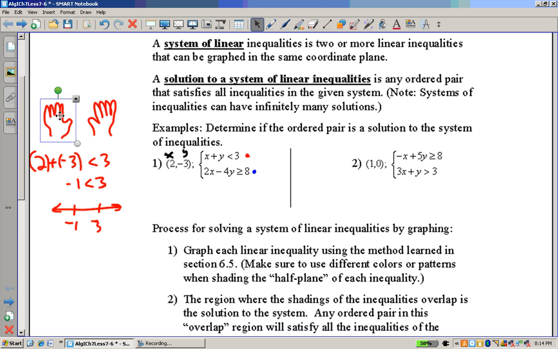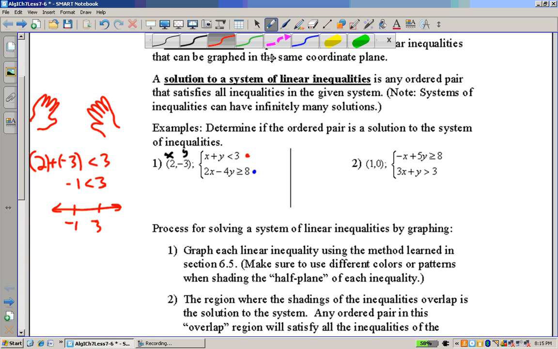If you actually literally take your hand, look at the curvature of your hand, your left hand matches this beautifully, and it's going to go to the left. So is negative 1 to the left of 3? Well, yes, it is. So this is true. Now, it doesn't have to be just true for one. It has to be true for both.